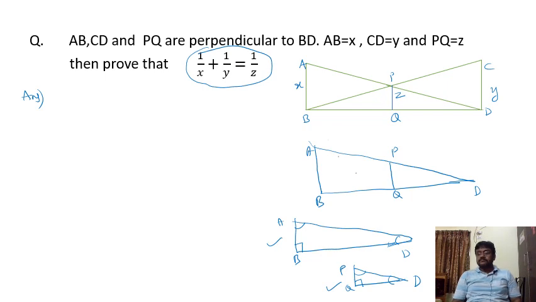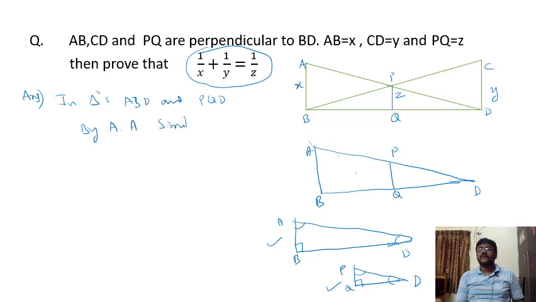So since these two triangles are similar, let me write in a proper way. In triangles ABD and PQD, what I notice is by AA similarity, triangle ABD is similar to triangle PQD, isn't it? See, D is common to both, they have a right angle, automatically the third angle will be equal.